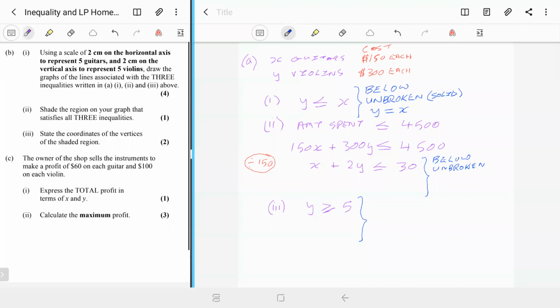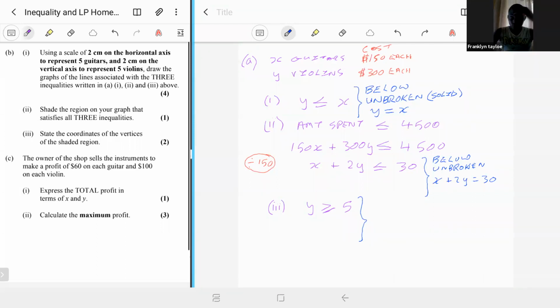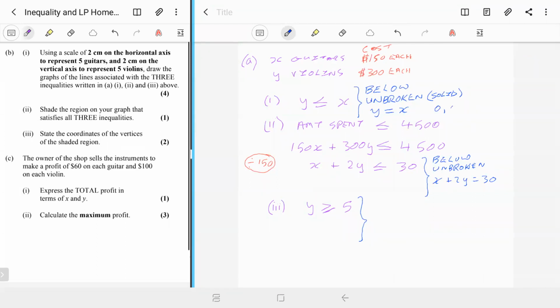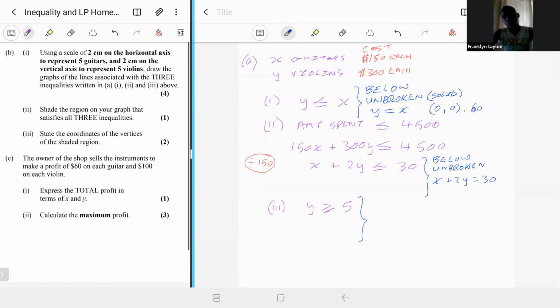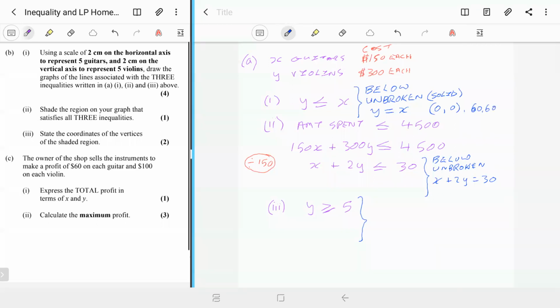What's the equation of the line that we're going to draw? x plus 2y equals 30. Now watch me. You see, the previous line is easy to draw. It passes through points like 0, 0, and it passes through like 60, 60. Easy. It passes through points where the x and y values are the same. So that's easy to draw.